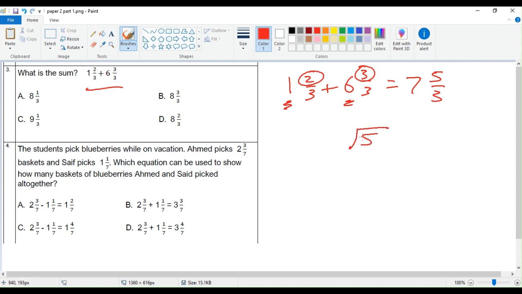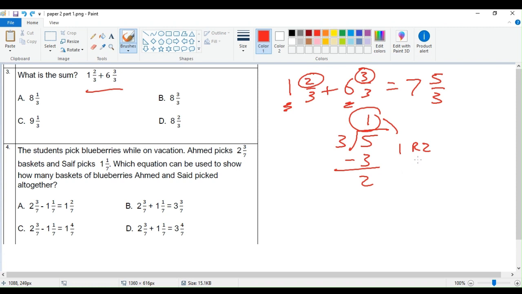We change the 5 thirds by dividing the numerator by the denominator. 5 divided by 3 is 1, because 3 times 1 is 3. We subtract that. 5 minus 3 gives us 2. So we have 1, remainder 2. There's our whole number. There's our remainder.